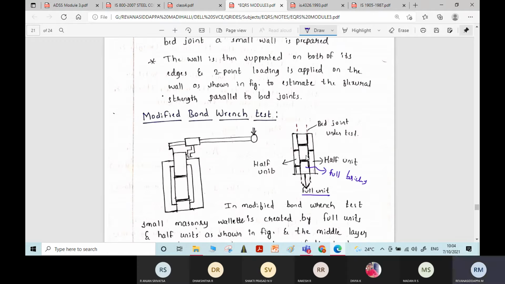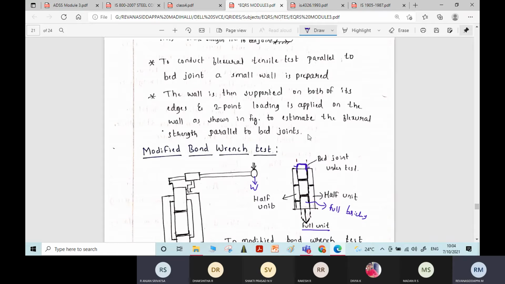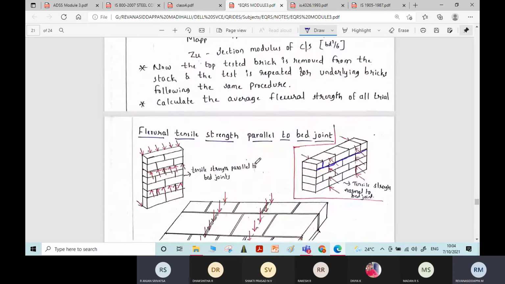Similarly, whatever procedure we followed for the bond wrench test, the same procedure we will follow. Some small projection will be given at the top brick. The brick will be held in position using this bond wrench apparatus, and at the free end of the lever arm, the loading will be given until the specimen breaks. The ultimate load will be noted down, and using this formula, we will find the flexural strength.